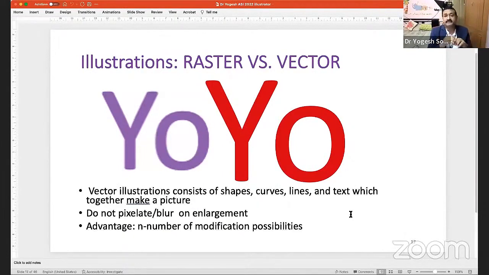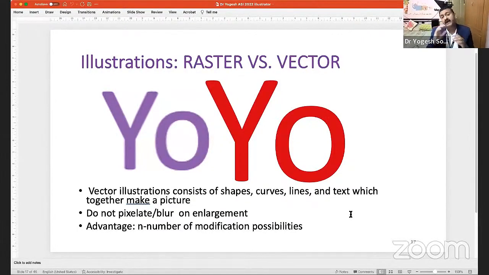Another type of illustration is the vector illustration. Vector illustrations consist of shapes, curves, lines, and text rather than shades. Each dot has a particular value. When we enlarge that image, the dot value is enhanced, and that's why vector illustrations do not pixelate. They retain clarity even after enlargement. So that is one thing.